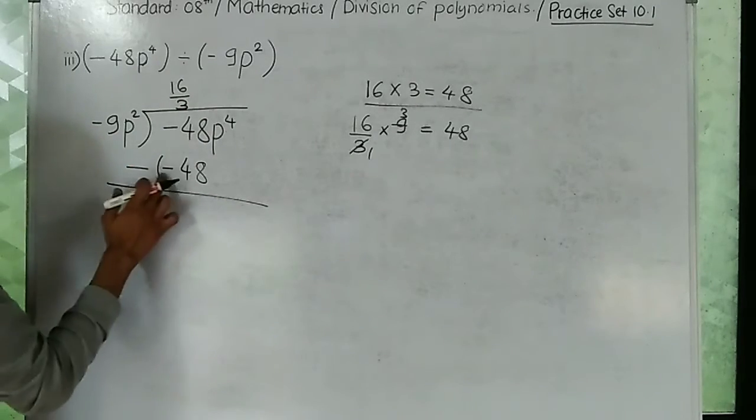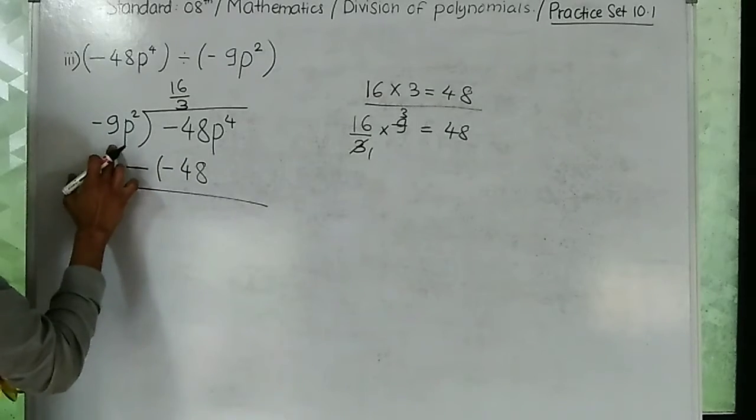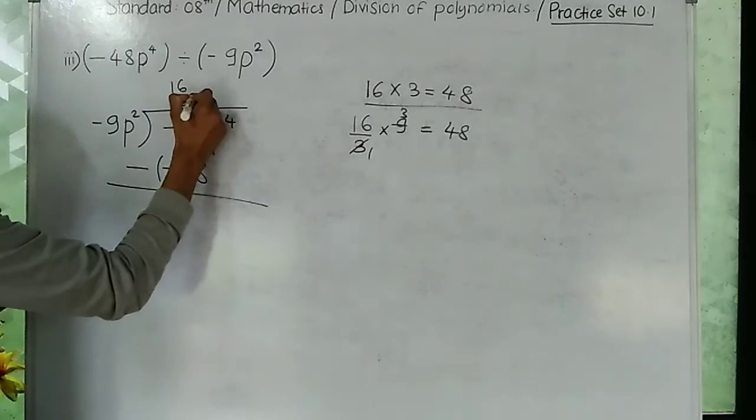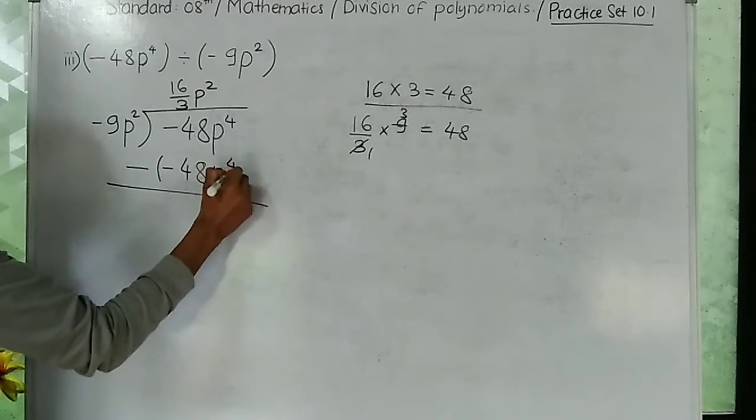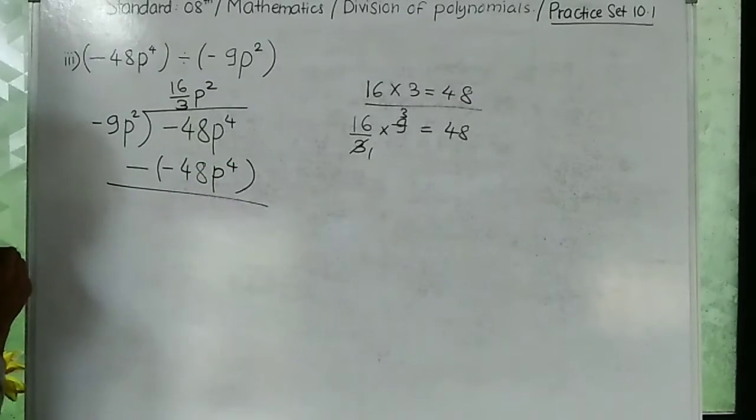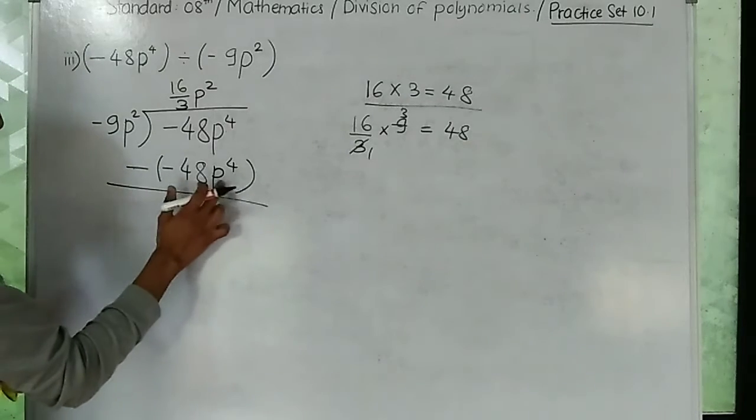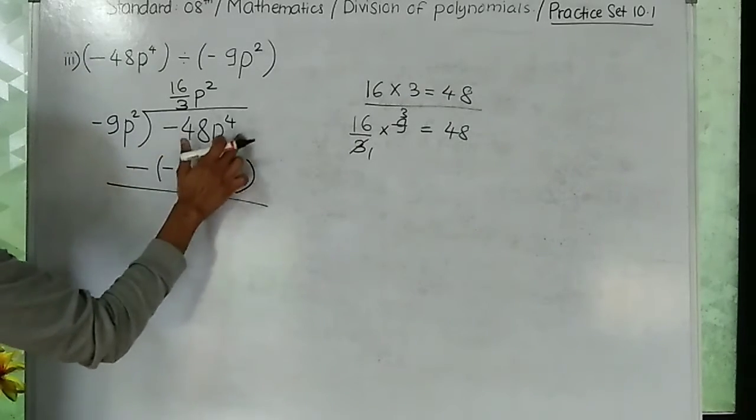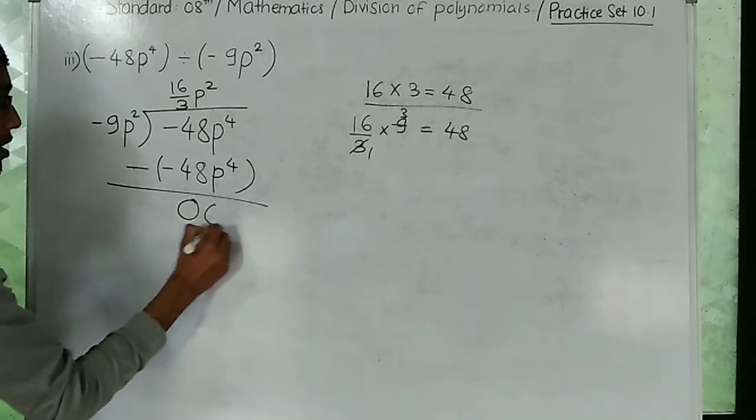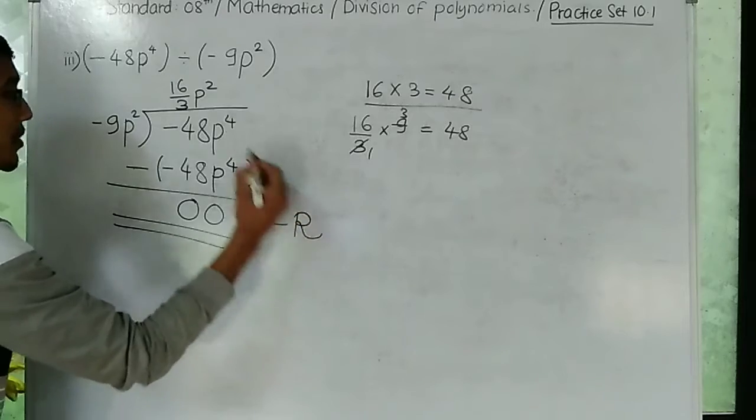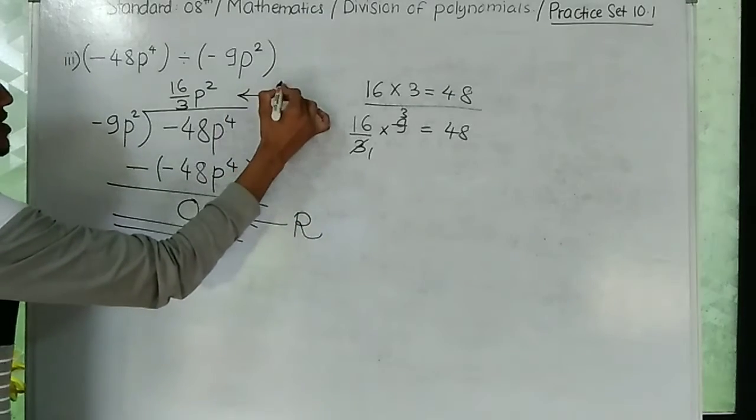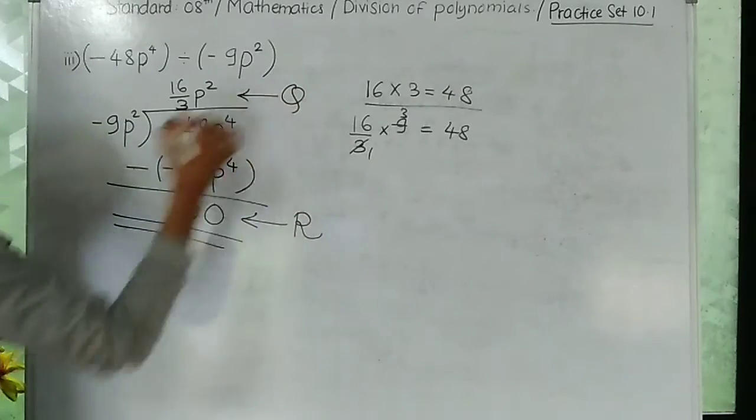So we get minus 48, and we know if I multiply p square by p square I will get p raised to 4. Now minus minus becomes plus, so plus 48p raised to 4 minus 48p raised to 4 will give me 0. So this is my remainder and my quotient is 16 upon 3 p square.